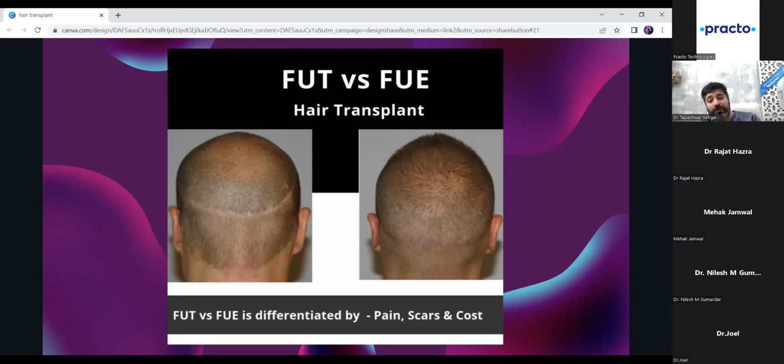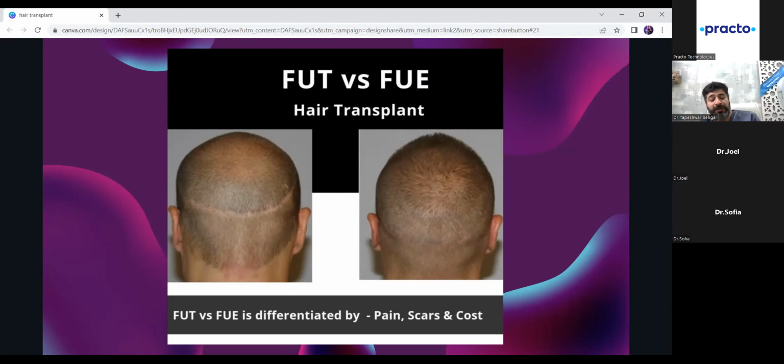This is very important to explain to the patient. They are very worried that if you take out hair from the posterior occipital scalp, the back of the head, they will lose hair. But you need to tell them there is so much hair, the density is so much, that even if we take out a few hairs, it doesn't show.